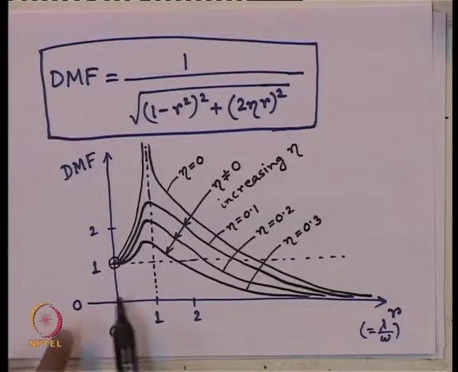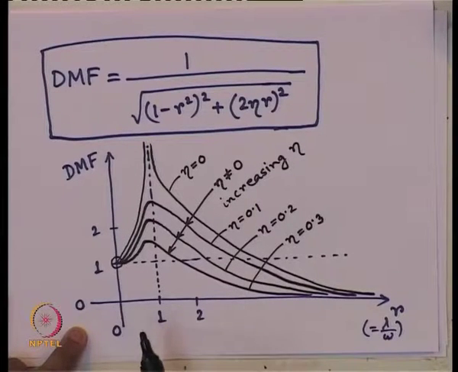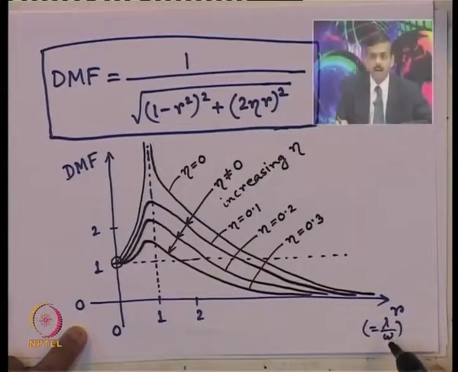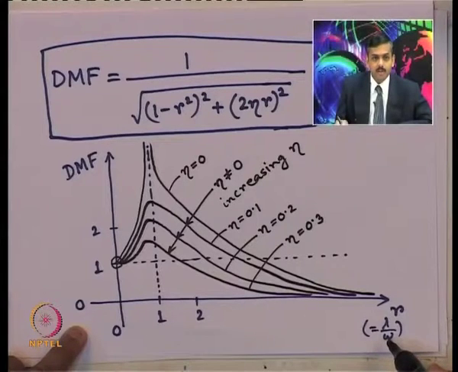Now, if you look at this variation properly, what we know is that when r equals 1, it means your applied external frequency matches with the natural frequency of the system.